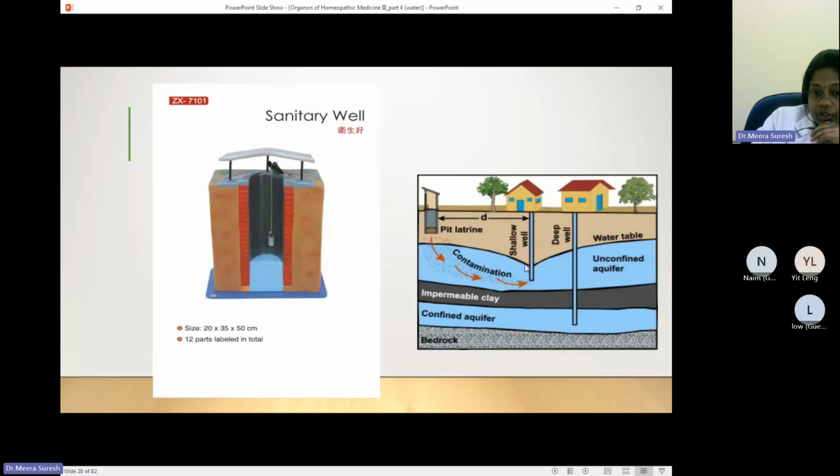So this is another picture of the shallow well and the deep well. You can see how it can get contaminated, especially the shallow well. So ideally to keep that distance, that's what they mean. And also the lining has to be very strong, that's what they mean.